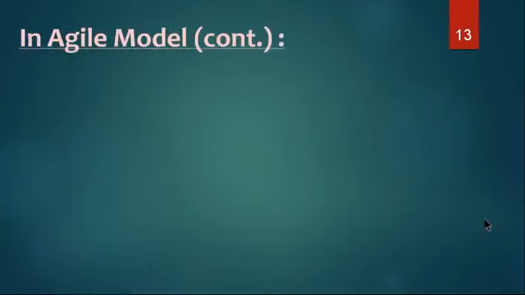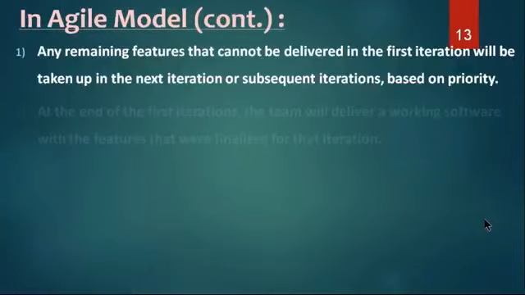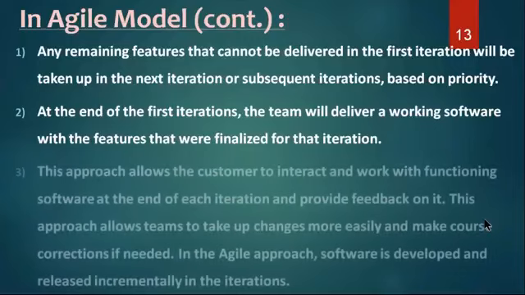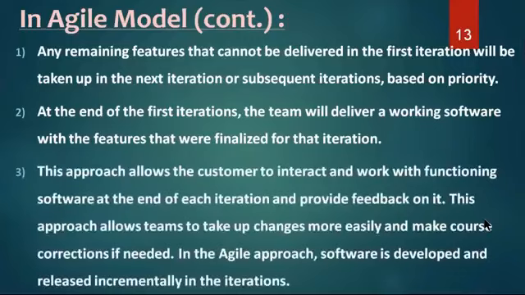Here, in the Agile model, any remaining features that cannot be delivered in the first iteration will be handled later. Assume you already planned 10 requirements in the first iteration. Features means modules. Anything left over will be taken up in the next iteration or subsequent iterations based on priority. We can postpone them, no need to worry. No need to postpone the delivery to the customer. Deliver to the customer, postpone the leftover to the next version, develop it in the next version and release it to the customer.